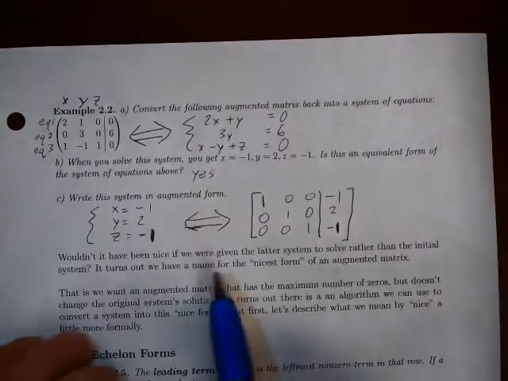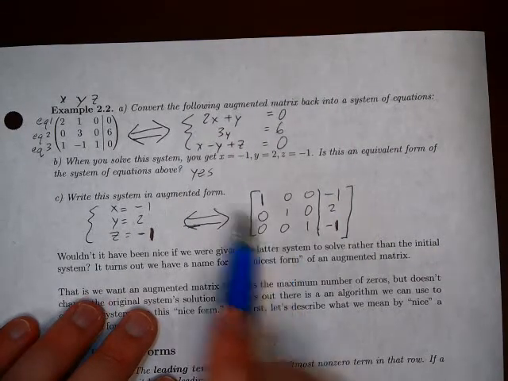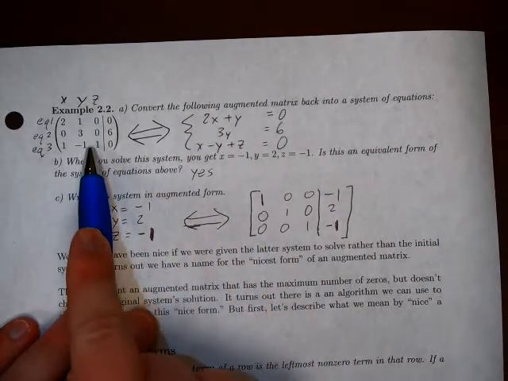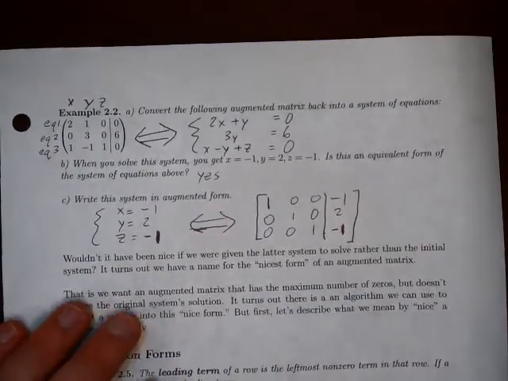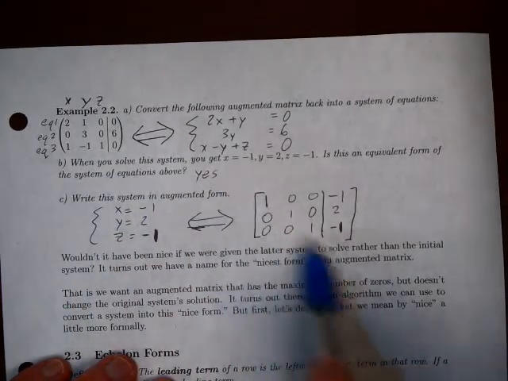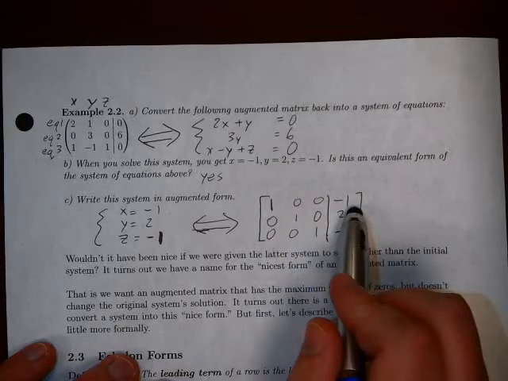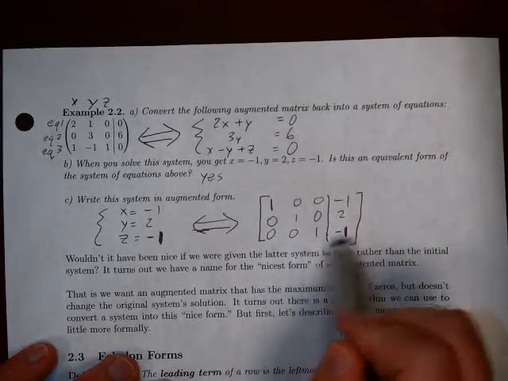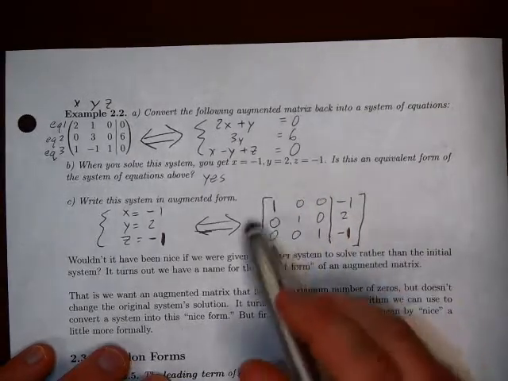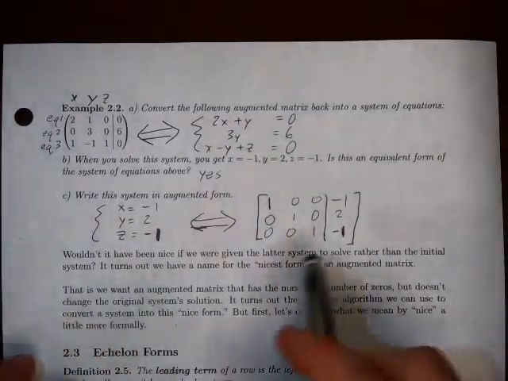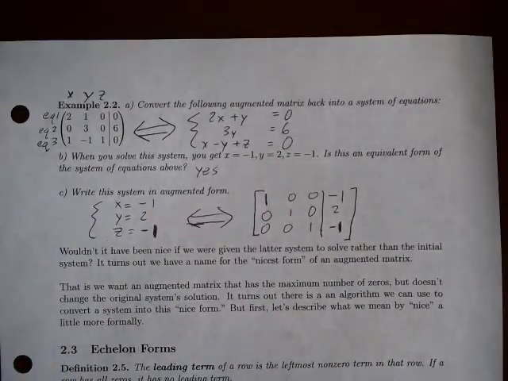Wouldn't it be nice if there was some way to get this latter system from this initial one, just by solving, instead of having to solve by hand, and get this nice form for the matrix? What's nice about this is we can very easily see x is negative 1, y is 2, z is negative 1. And if we can read what these columns and rows are telling us, that's going to be a nice form for us. So we can go from here to here and very quickly see what our solution is.